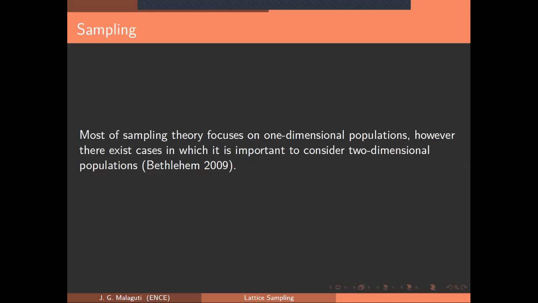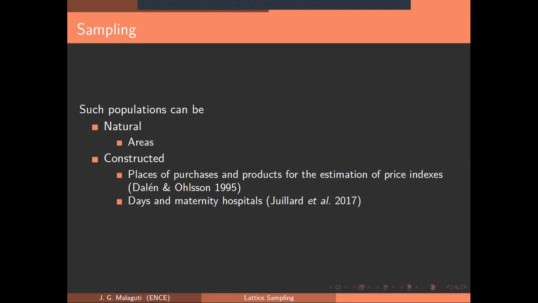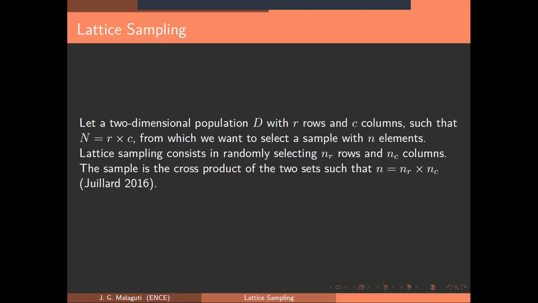These two-dimensional populations can be natural, such as areas of a field, or constructed by the researchers in combining two variables of interest, such as places of purchases and products for the estimation of price indexes, or days in maternity hospitals, such as is used in the French longitudinal survey of infancy, ELF. Lattice sampling is but one of these methods of two-dimensional sampling.